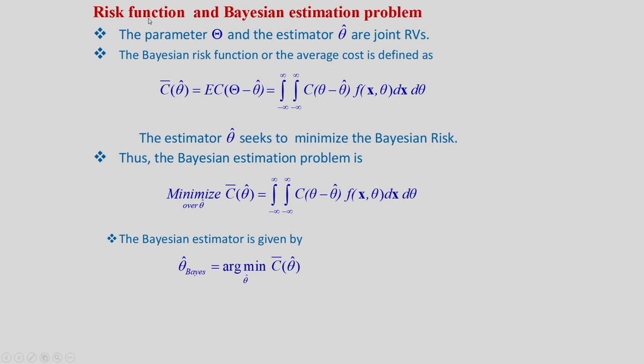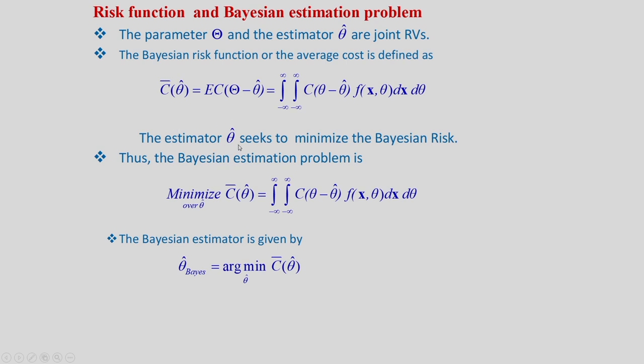Now, we will define the risk function and the Bayesian estimation problem. The parameter theta and the estimator theta hat are joint random variables. The Bayesian risk function, or the average cost function, is defined as follows. We have defined the cost function; the expected value of the cost function is the risk function that we denote by C bar of theta hat. It is a function of theta hat, and it is given by the expected value of C of theta minus theta hat. If we expand it, it will be the integration from minus infinity to infinity, minus infinity to infinity, of C of theta minus theta hat into f of x, theta dx d theta.